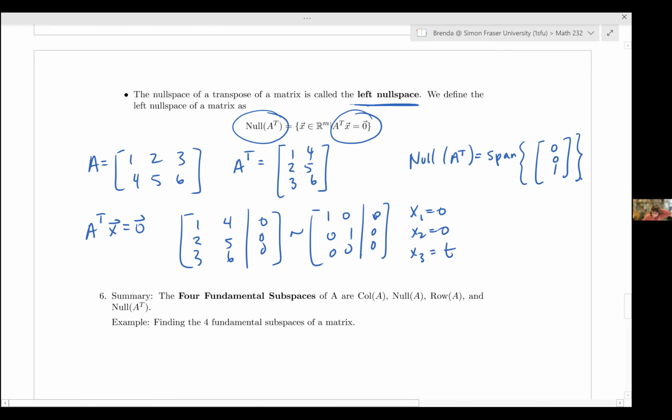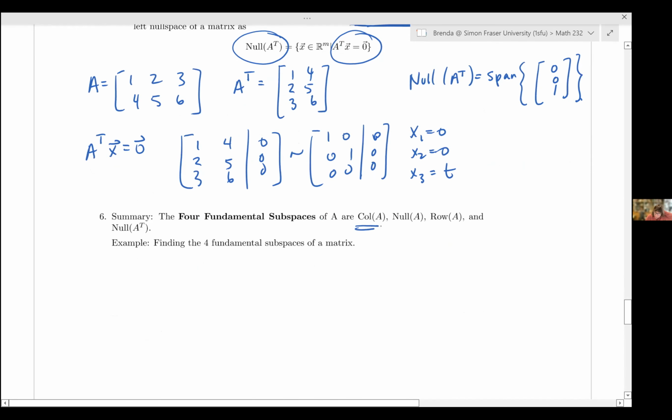There is the column space, linear combinations of all the columns. There is the null space, all possible vectors whose solution is AX equals 0. There's the row space, all linear combinations of the rows, and then there's the null space of the transpose, all the vectors X where A transpose X is 0.